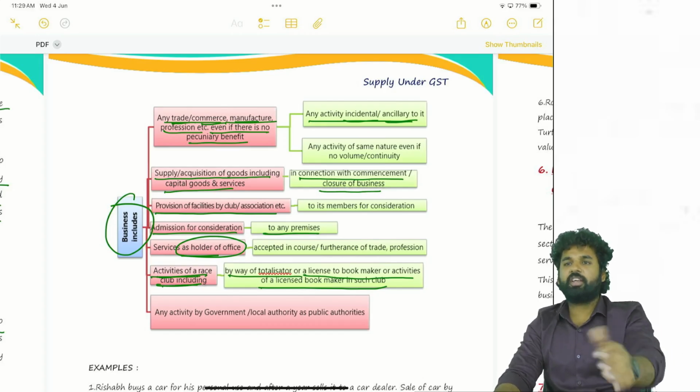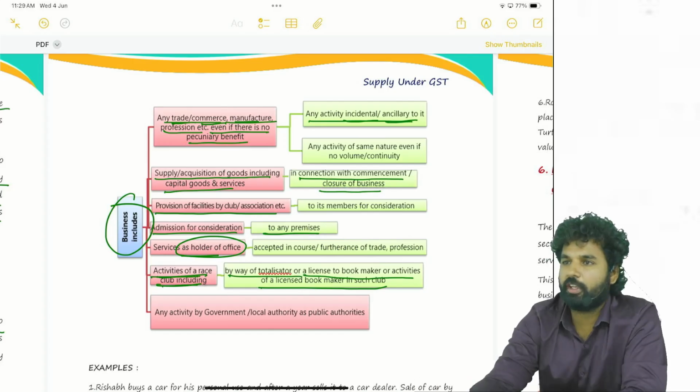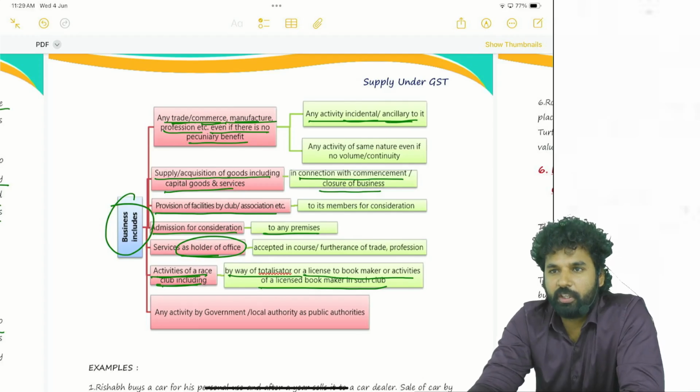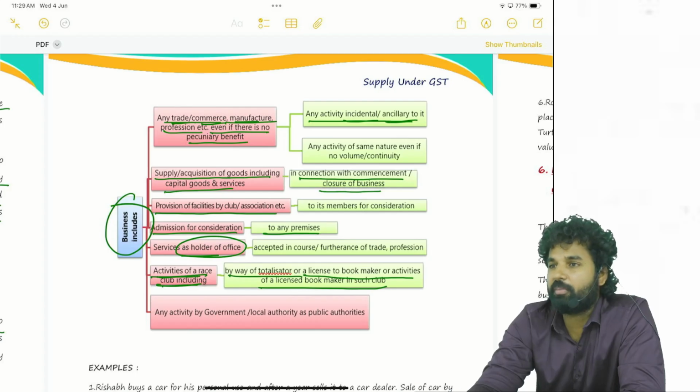It is an exempted supply. Say a degree college is there, offering graduation courses. Whenever they offer graduation courses for some fees, it is an educational activity which is exempted from GST. It is a qualification recognized by law. That's why it is an exempted activity.